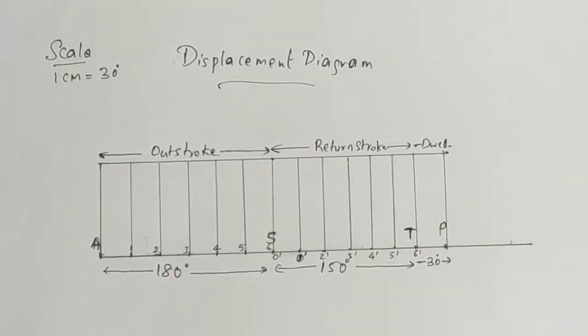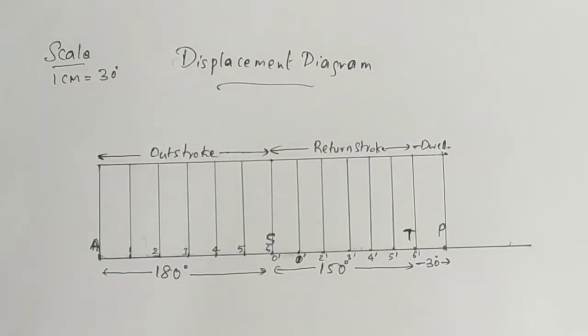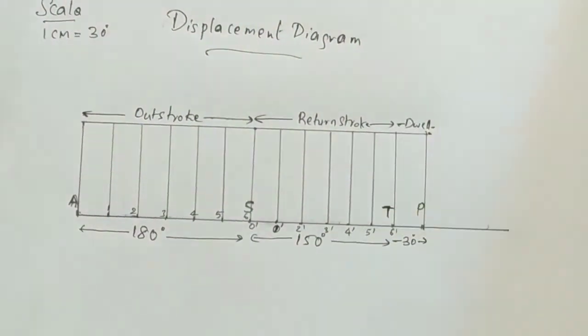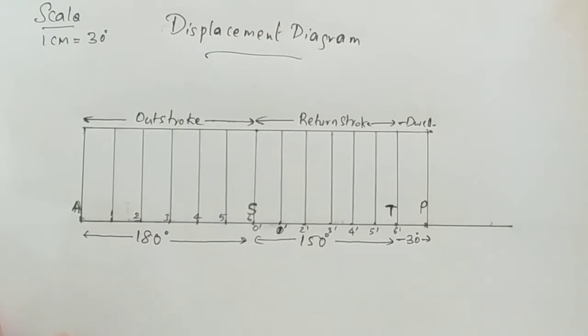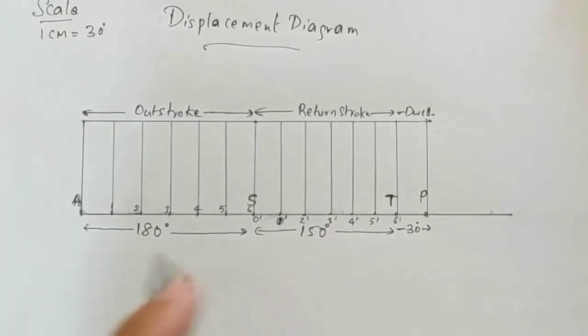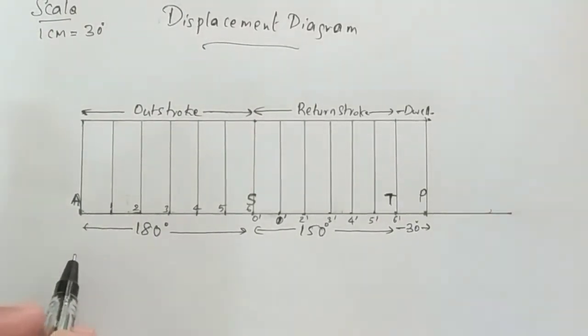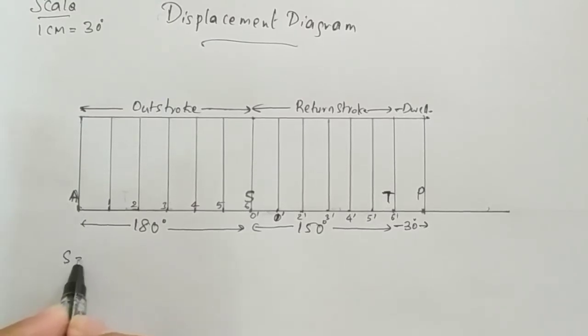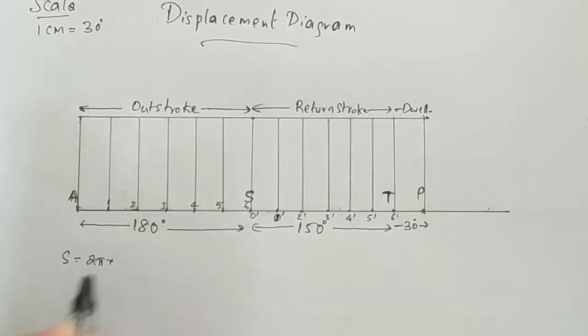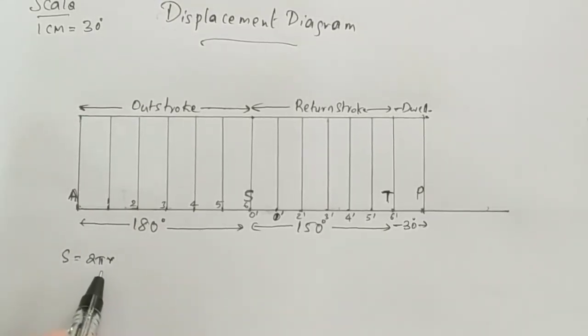Okay, so in order to get that generating circle, you have to find out a radius for that. What is the radius for the generating circle? We know a formula: S is equal to 2 pi r. It's not the basic equation of a circle, it is the circumference length. The circumference length of the circle is S equal to 2 pi r.